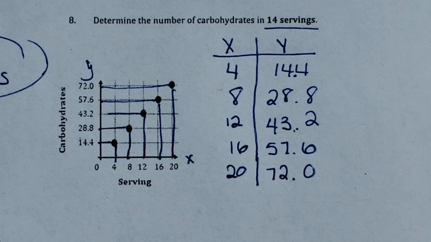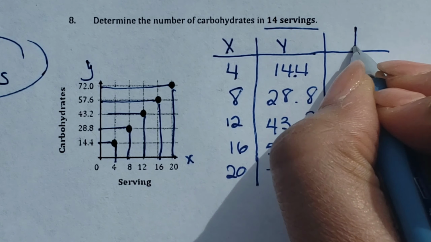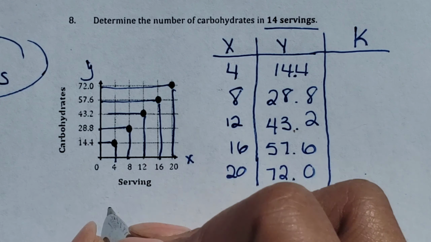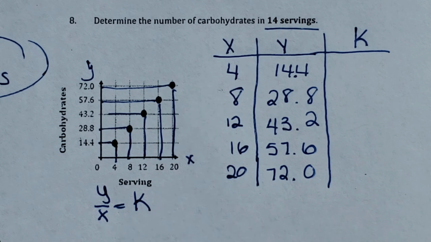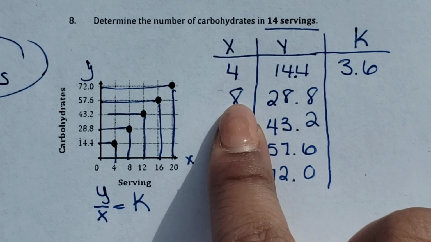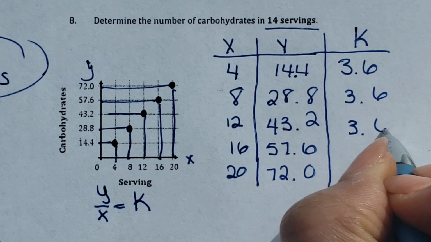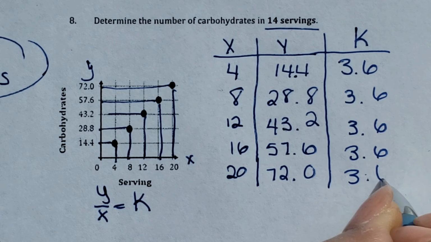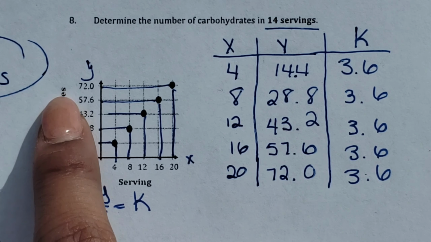So when I get to this point, I like to extend my graph to create another side for my K. And remember, when I'm doing K, it's Y divided by X, and that's going to give me my K. When I do 14.4 divided by 4, I get 3.6. And as you see, I get 3.6 all the way down, which lets me know it's a proportionate chart or a graph, and now I need to figure out my 14 servings.